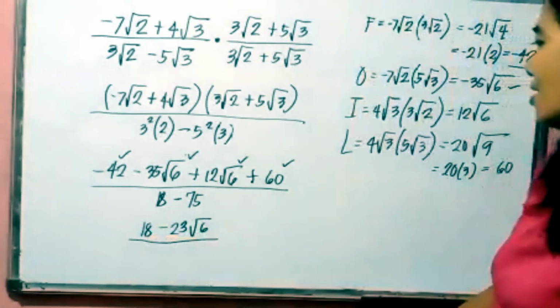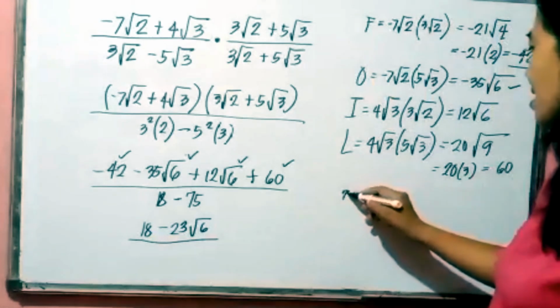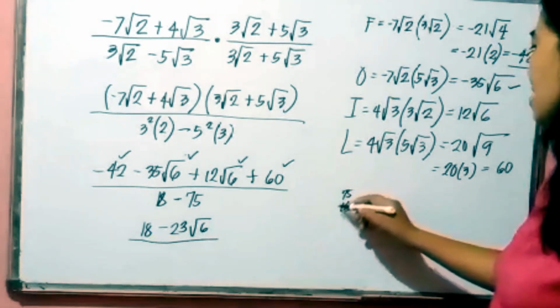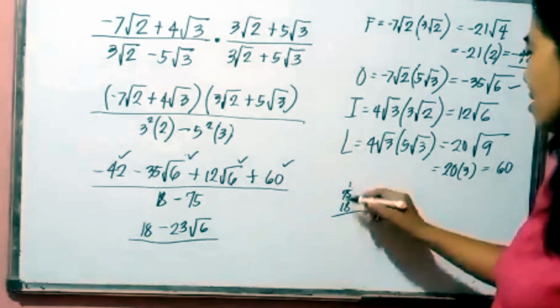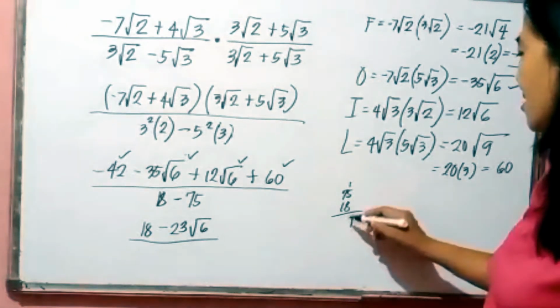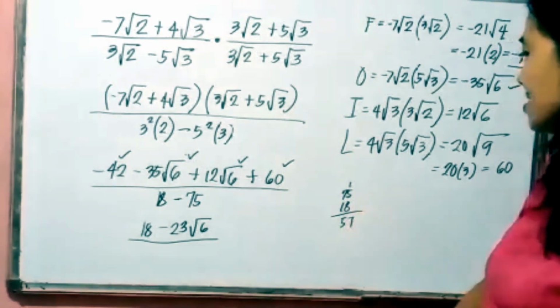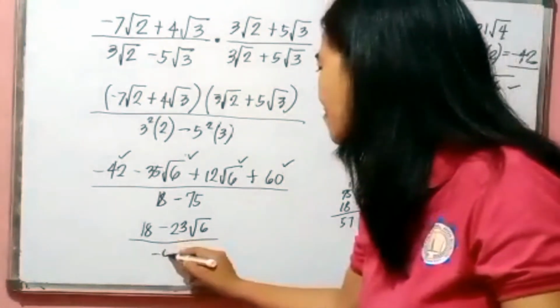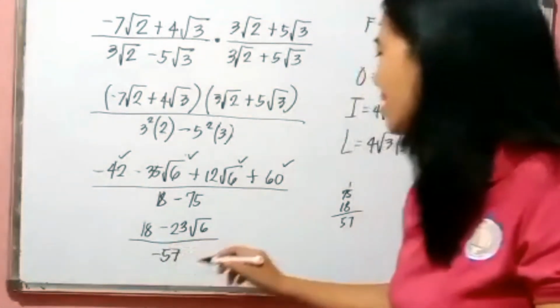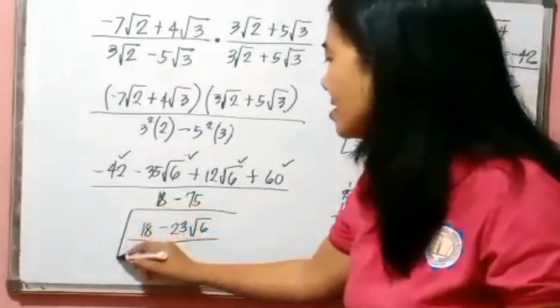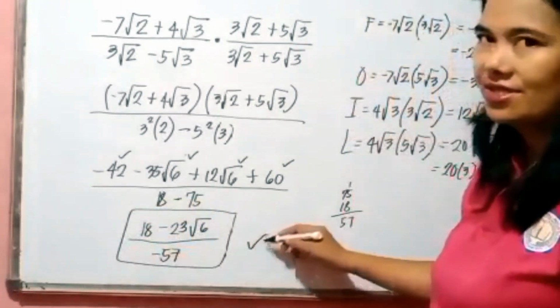Ngayon, ano ba yung 75 minus 18? Ano yun? So, 57. So, that's positive 57. And ito na yung final na sagot. Okay.